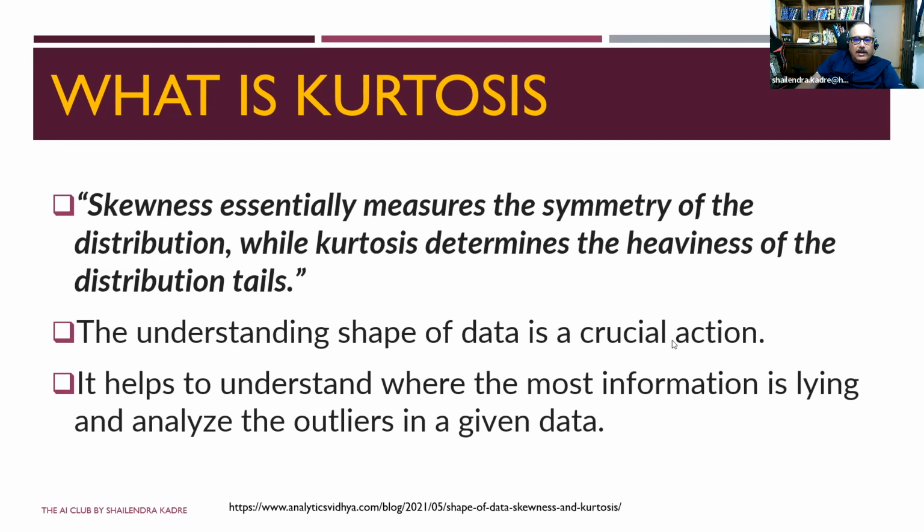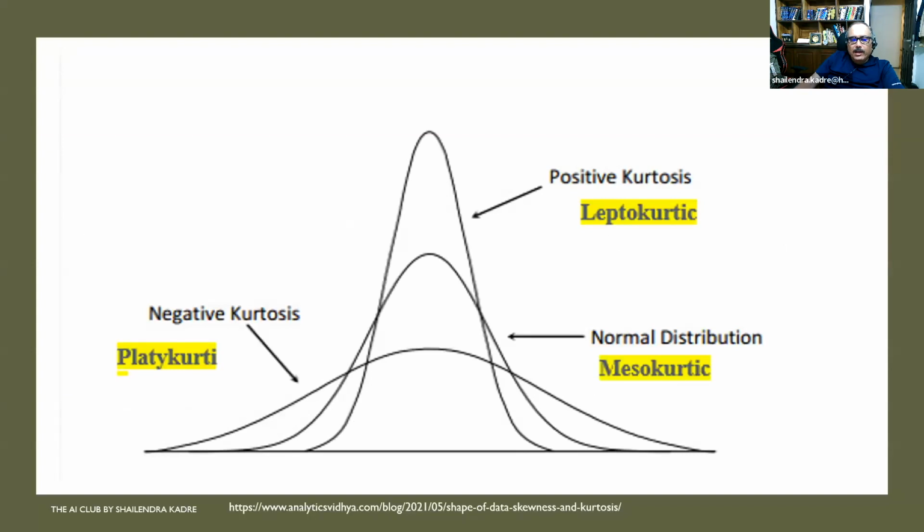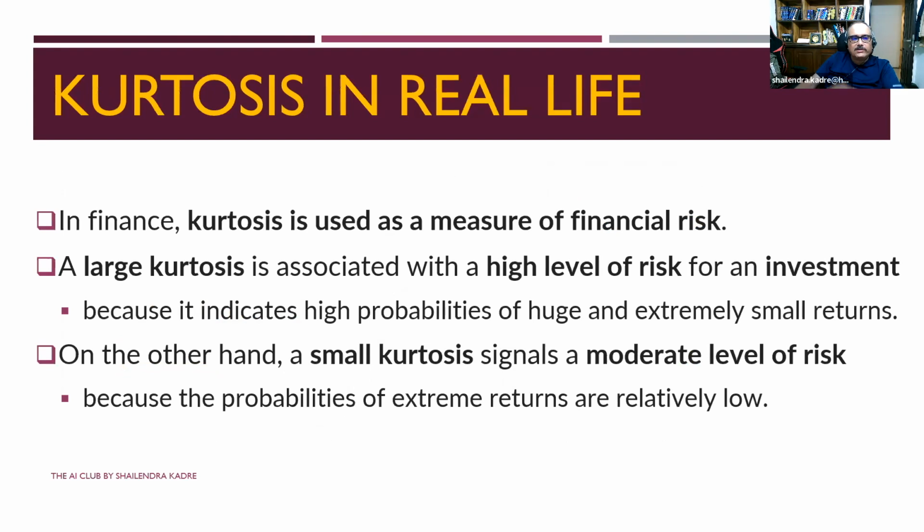Understanding the shape of the data is a crucial step. First you should know whether data is symmetric or asymmetric; for that you use the Pearson coefficient. Once you know the data is symmetric, you should know how heavy the tails are. That is measured by kurtosis. Do you know now what kurtosis is? Guys, is it understood? Yes, sir.